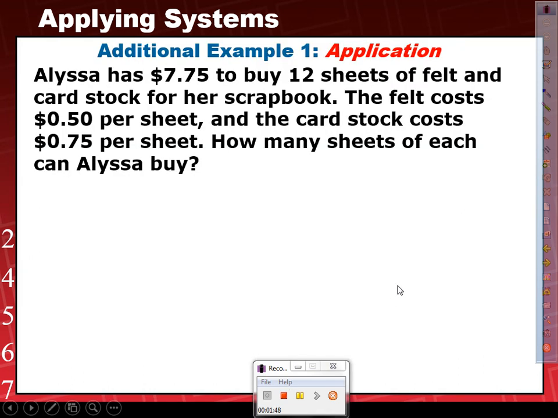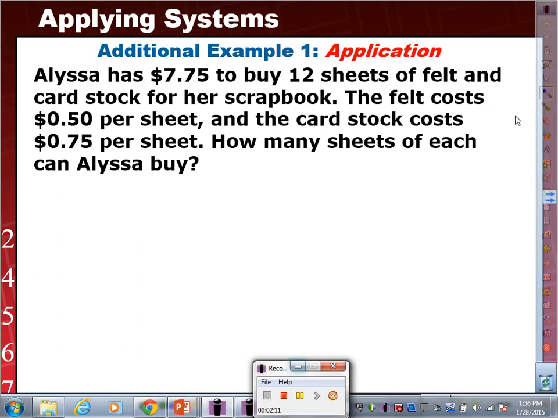Example number 1. Copy this one. It says, Alyssa has $7.75 to buy 12 sheets of felt and cardstock for her scrapbook. The felt costs 50 cents per sheet, and the cardstock costs 75 cents per sheet. How many sheets of each can Alyssa buy? Copy that, please.